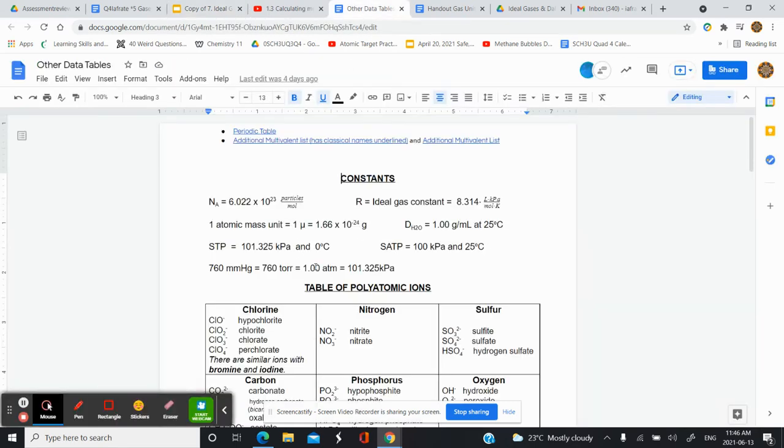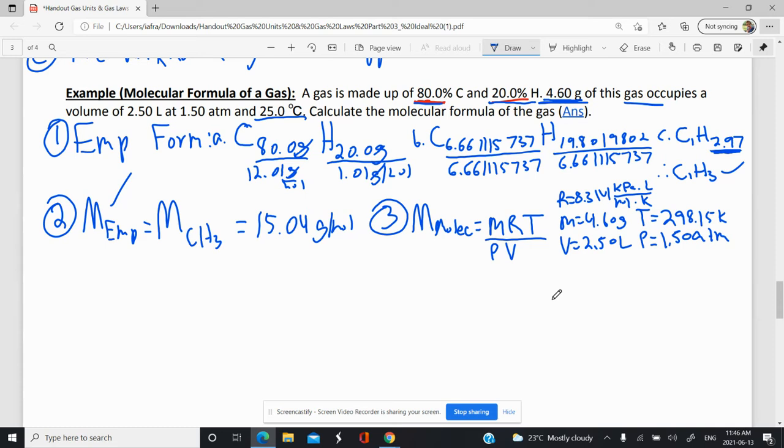So I'm going to say 1 atm is 101.325 kPa. So that means I need to multiply my atm by 101.325. So just to show you the work here, I'm going to do 1.5 atm.